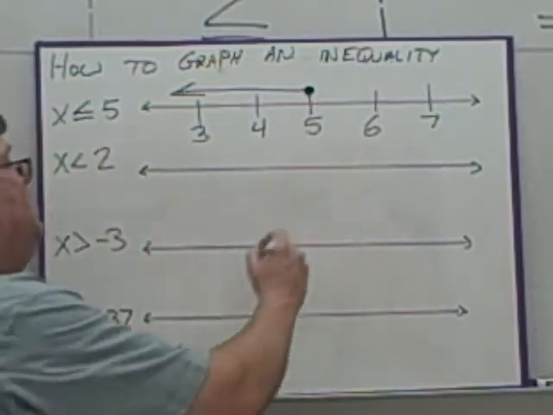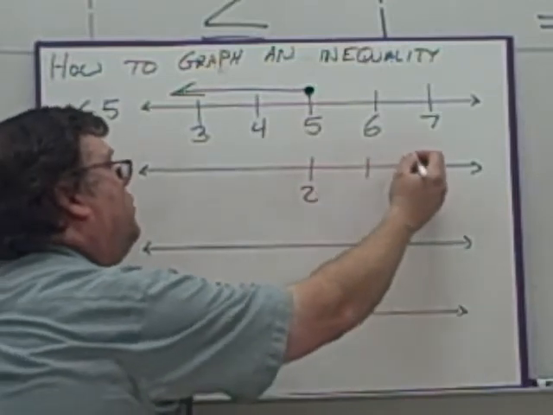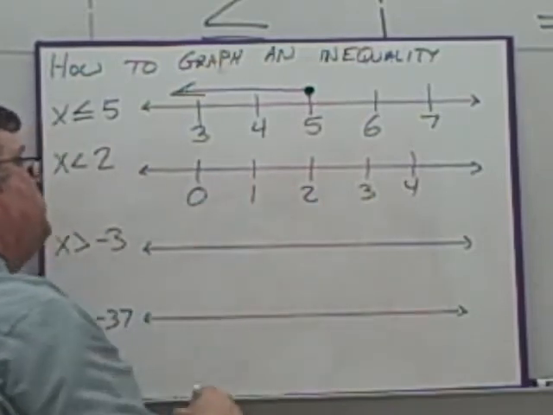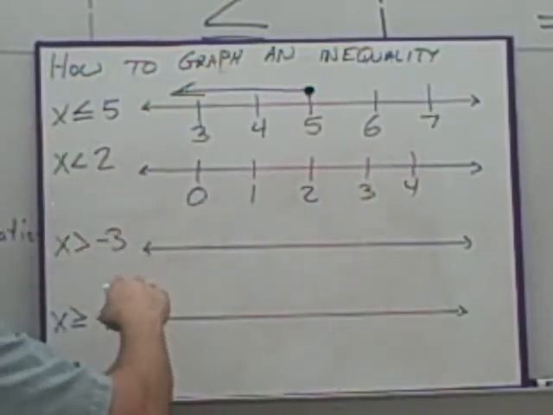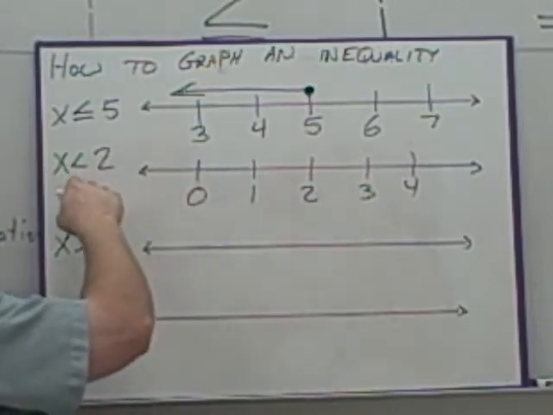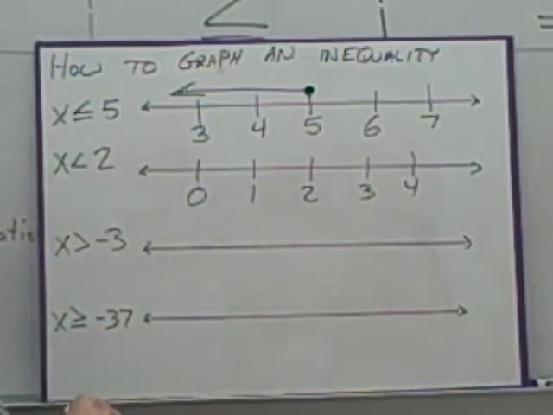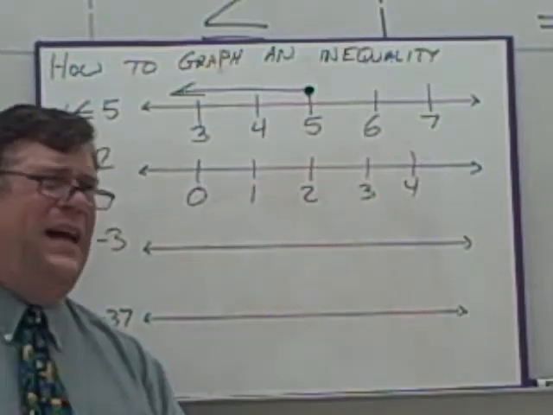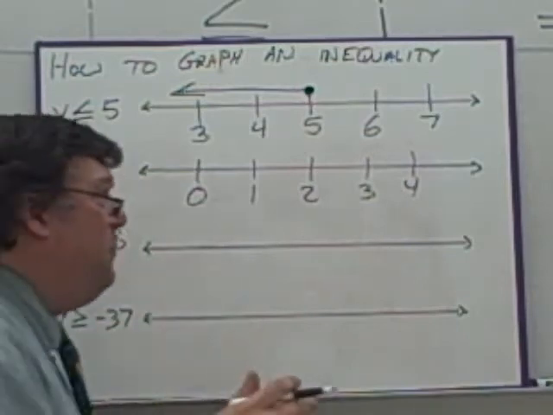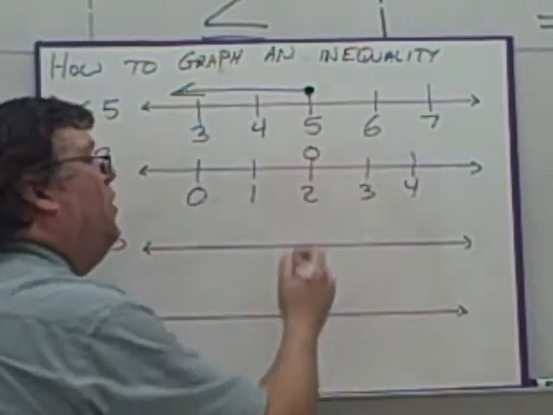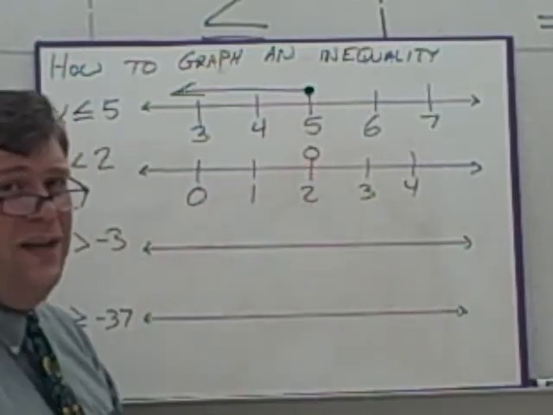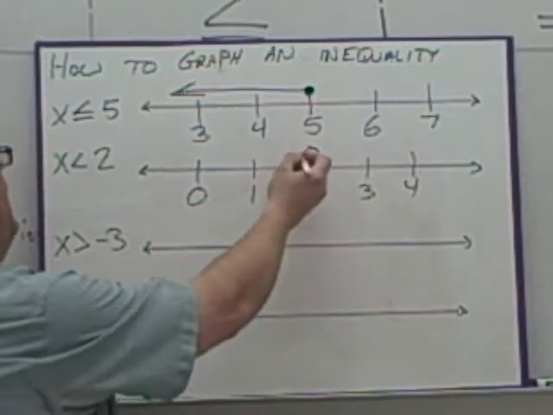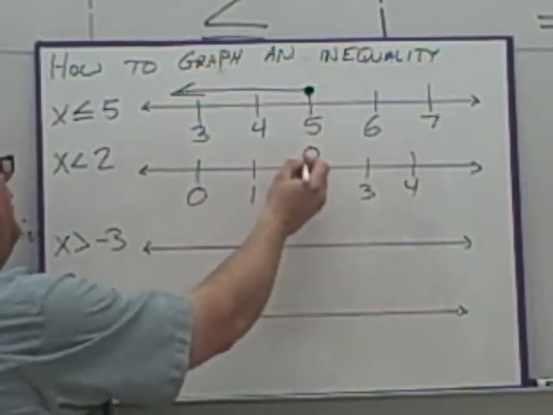Here we have x is less than 2, so we start with the same thing. Put a 2 in the middle, 2 marks to the right, 3, 4, 2 marks to the left, 1, 0. Less than, we're starting with a 2, but it's not less than or equal to. So how do I show that I'm starting at 2, but I'm not including that 2? To do that, mathematicians have decided to use an open circle to indicate that I'm starting here, but I'm not including that exact point.